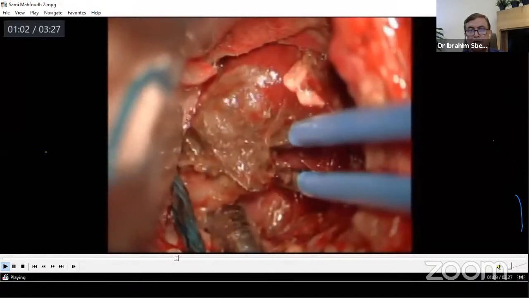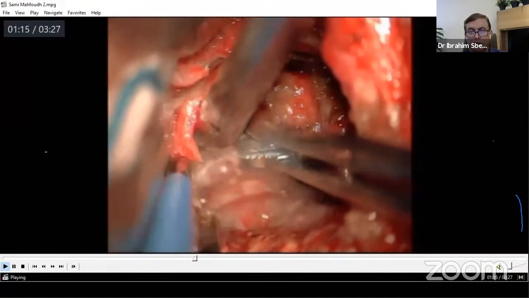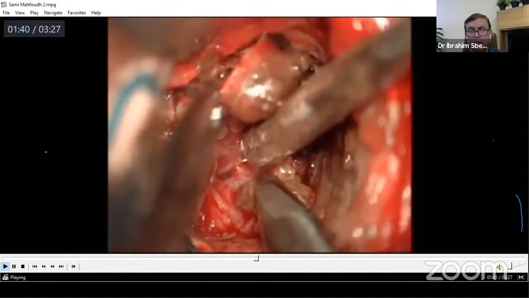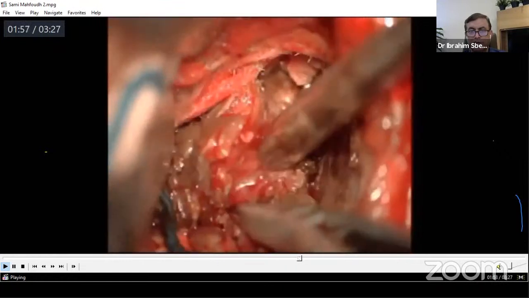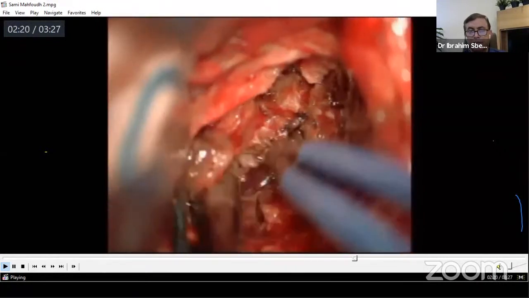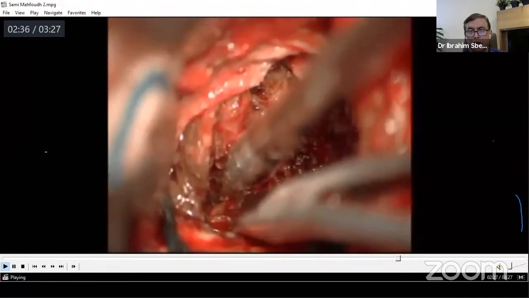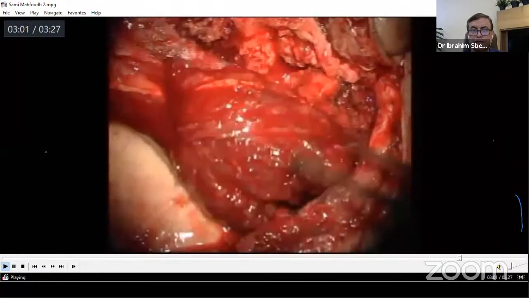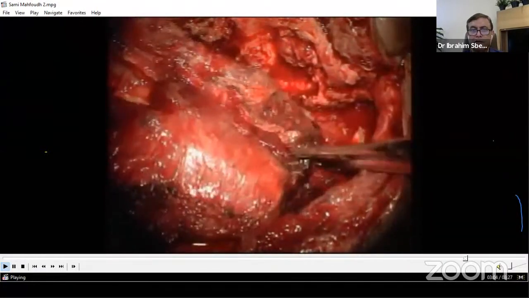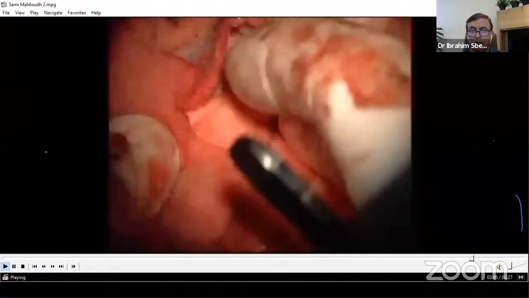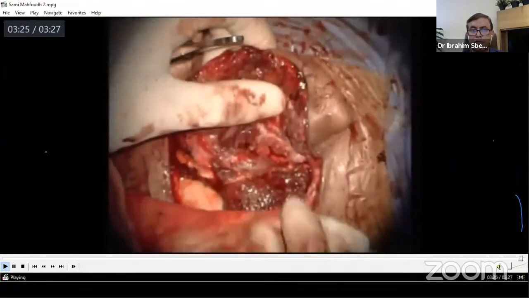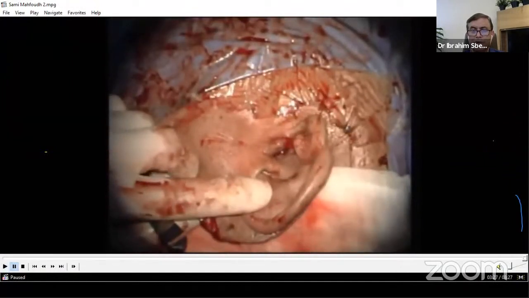You need to really excise that capsule, which is acting as a space occupying lesion. So it's not just a simple cyst. You have to, and this is the temporalis muscle that we put back for the approach and the closure. That's with my colleague, Dr. Tarek Fais, the ENT surgeon.